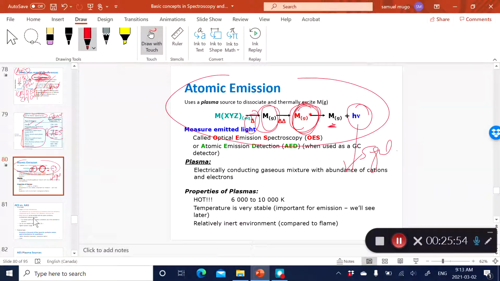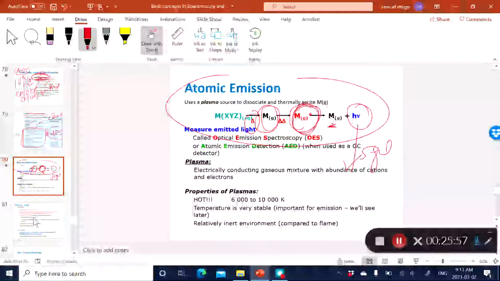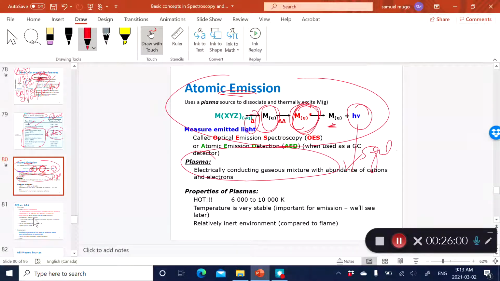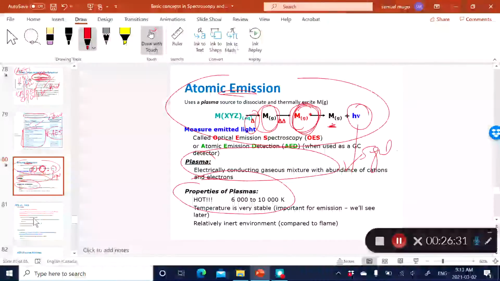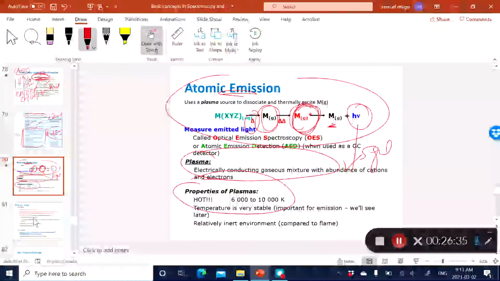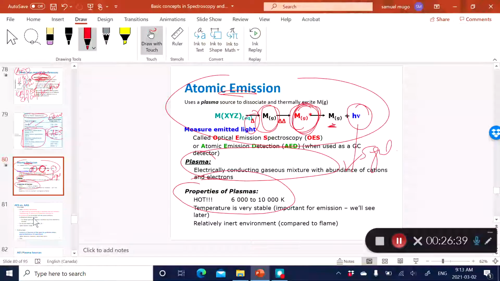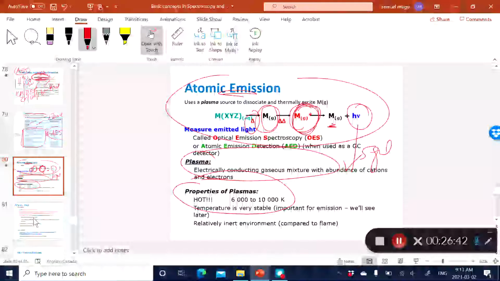Now, the most common type of atomizer for atomic emission spectroscopy is what you refer to as a plasma. And a plasma is an electrically conducting gaseous mixture, with abundance of cations and electrons. And we're going to talk about how you actually create a plasma, which you guys already saw in the lab. The most important thing is that the plasma temperatures are fairly high, 6,000, even up to 10,000 degrees Kelvin, meaning that they can break down any type of recalcitrant, or very highly stable type of molecules or salts, that you really want to atomize.